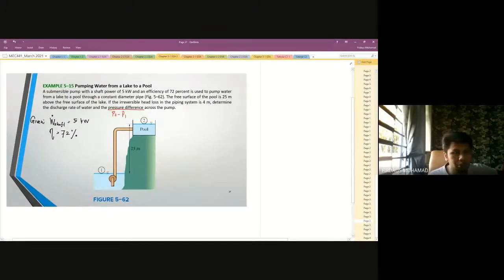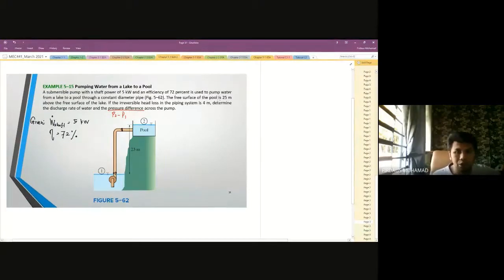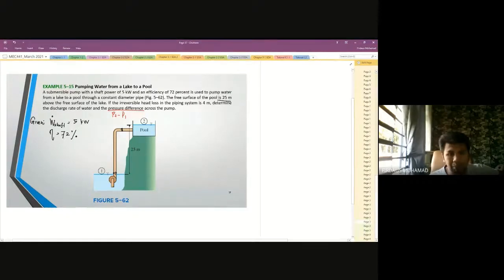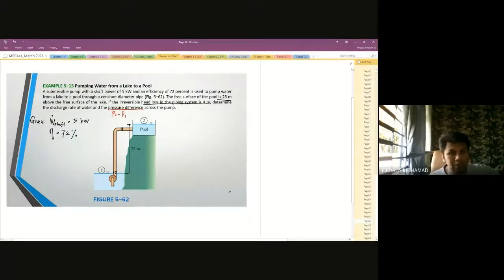Is used to pump water from a lake to a pool through a constant diameter pipe. So maknanya diameter pipe ni constant. Okay, so diameter pipe sentiasa constant. The free surface of the pool is 25 meter above the free surface of the lake. If the irreversible head loss in the piping system is 4 meter. Okay, so ni apa? Head loss in the piping system. Saya terlupa nak explain tadi. Explanation saya akan masukkan dalam ni.